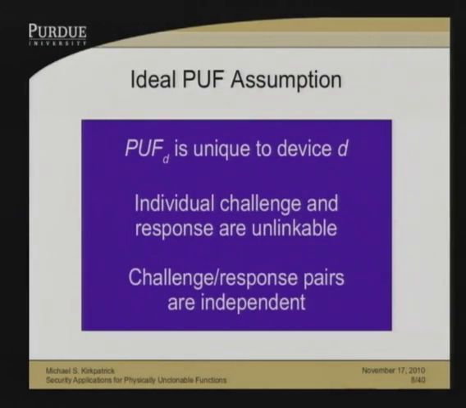So, in more plain words, the ideal PUF assumption says that this function is unique to a particular device, it's unique to a hardware instance, and the challenges and responses are unlinkable. You can't guess what the response will be for a particular challenge. And then also the challenge-response pairs are completely independent. Knowing one challenge-response pair doesn't help you guess what the response will be for another challenge.